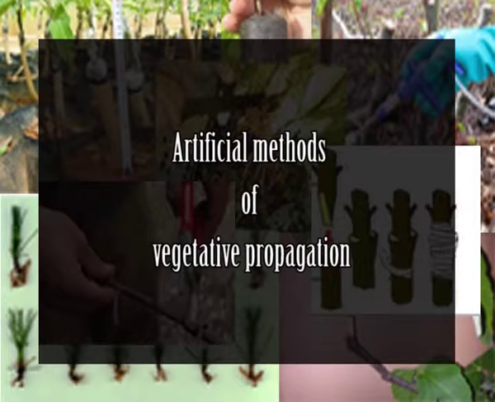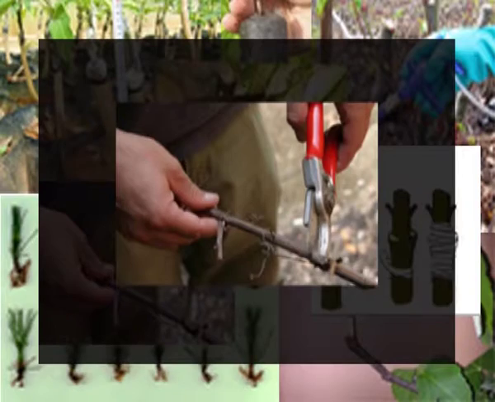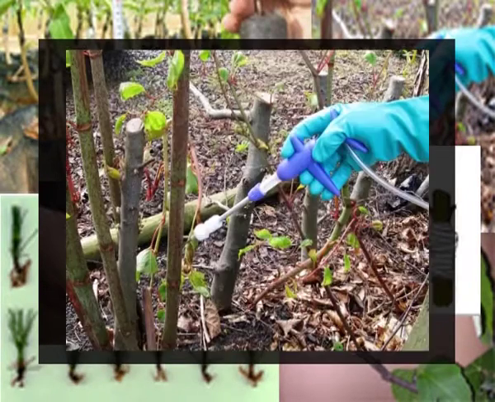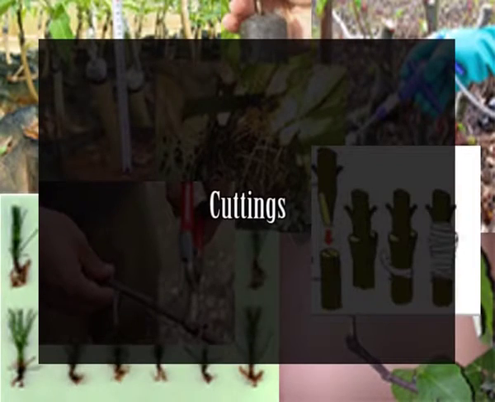Now we will discuss artificial method of vegetative propagation. Various methods of vegetative propagation have been developed by plant growers and horticulturists for commercial production of crops. These are called artificial methods of vegetative propagation. Now there are various methods of artificial vegetative propagation which are described as follows. Number one, cuttings.